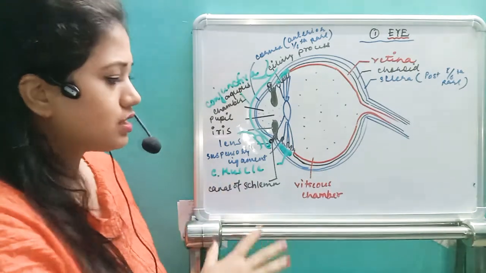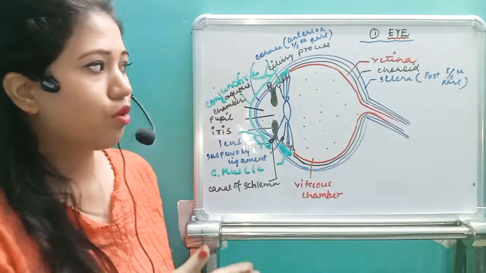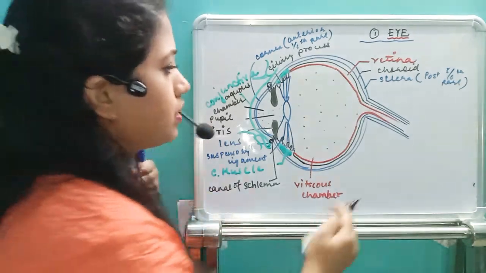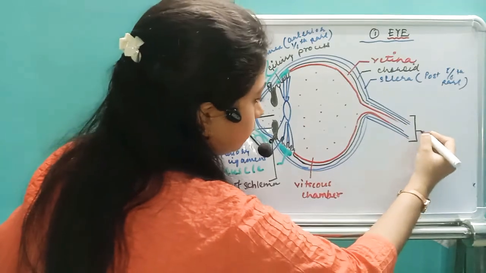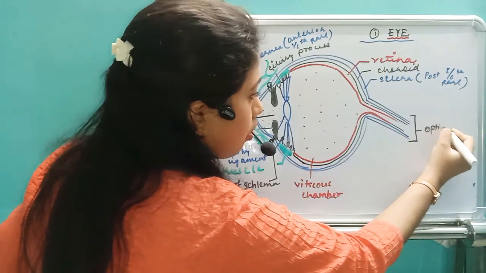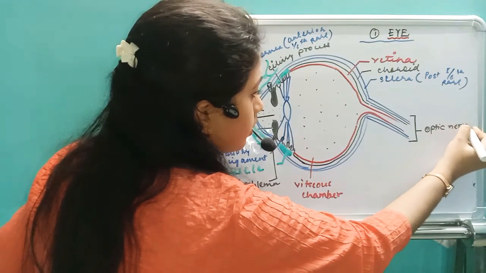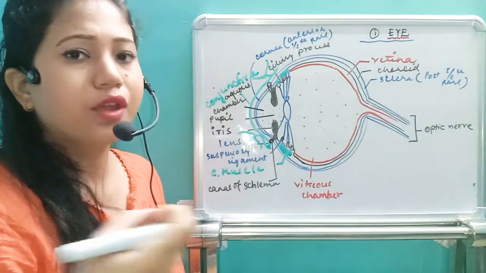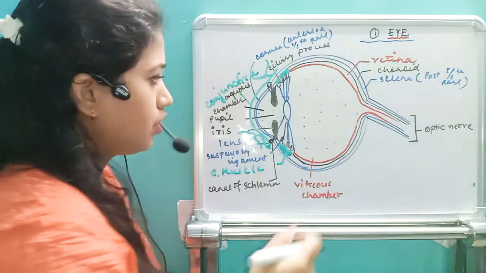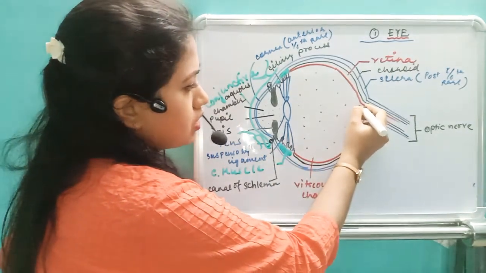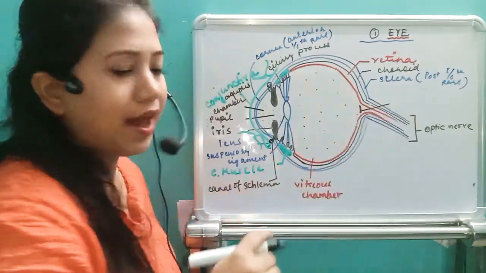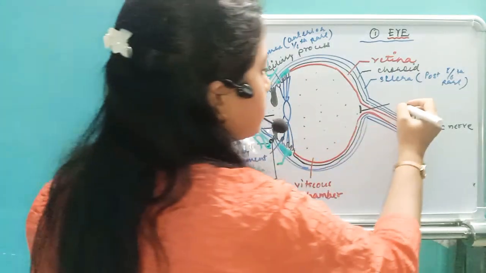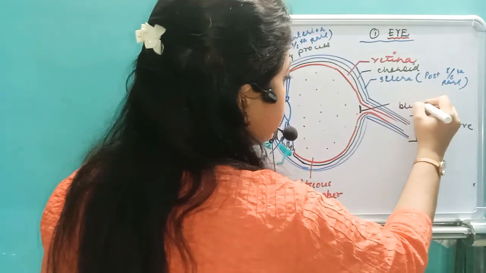Okay, so this is the structure of the eye. You can pause it and remember it. Now posteriorly, what we have is the optic nerve. This optic nerve will take the nerve impulse from the eye to the brain. In this region we do not have any photoreceptor cells, so this spot is called the blind spot.